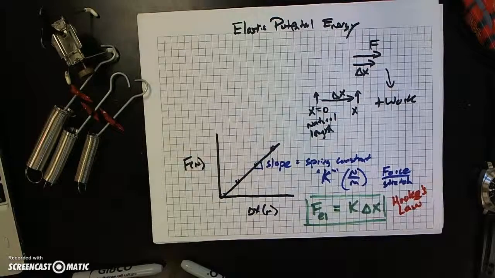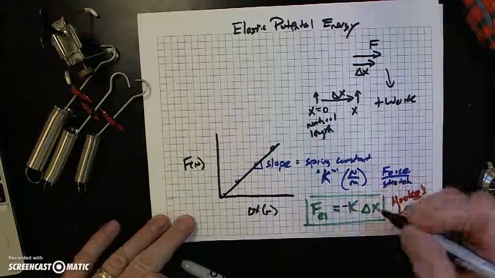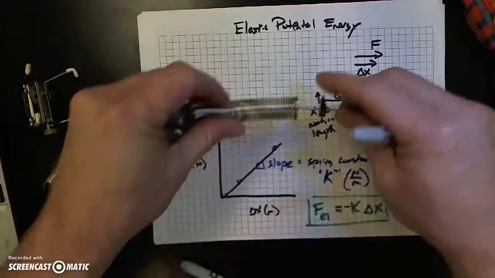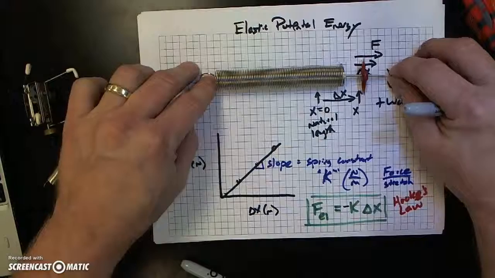I'm also going to add one little detail to this equation. I'm going to put a little negative sign in front, and all that means is if the spring is deformed to the right, the force that the spring is going to provide is to the left.